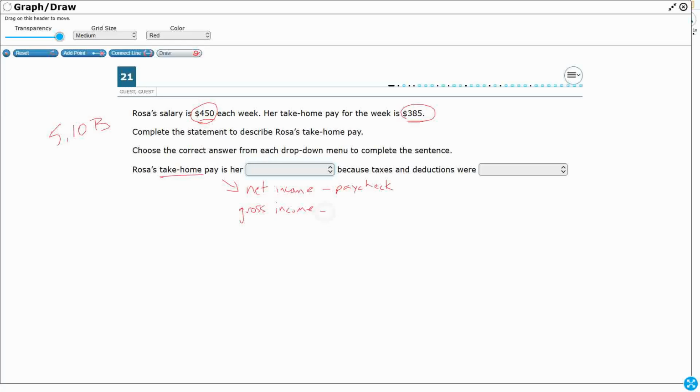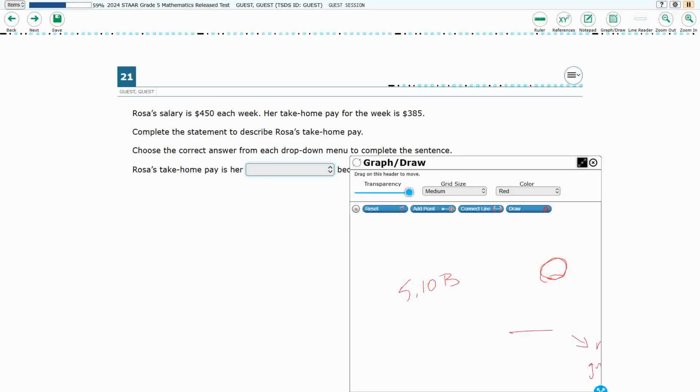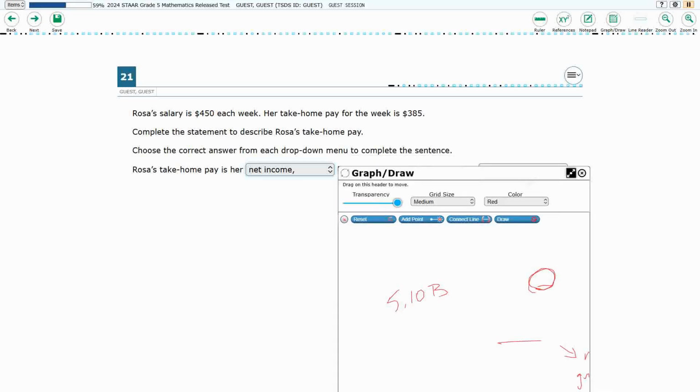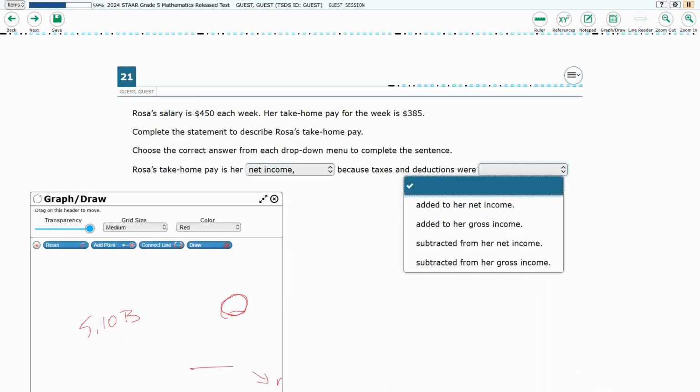So your gross income, don't know why it's called gross, but that's just the term they use. The gross income is your salary, what you should earn before deductions. Now, your deductions can be taxes, can be Medicare, can be insurance, can be a savings plan. So even though she earns 450 a week, she actually only gets 385 because the other $65 goes towards deductions. So her take-home pay is her net income because taxes and deductions were, let's see what we have here, added or subtracted from her net or gross.